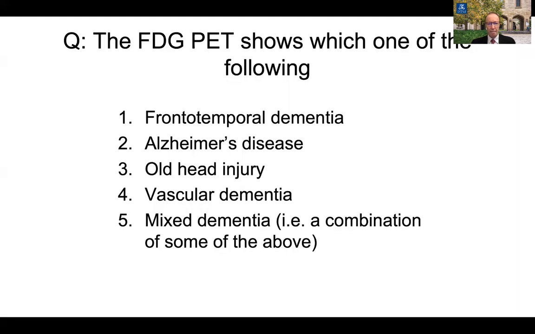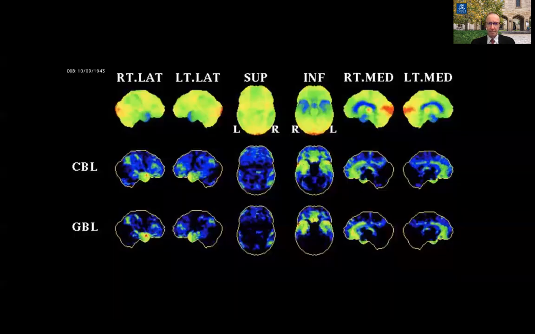Questions? Which one of the following is demonstrated by FDG PET? Frontotemporal dementia, Alzheimer's disease, old head injury, vascular dementia, or mixed dementia, a combination of some of the above. Let's go back and have another look at the Neurostat. Now, remember, we know from MRI that there is anterior temporal lobe damage and possibly some frontal lobe damage as well.